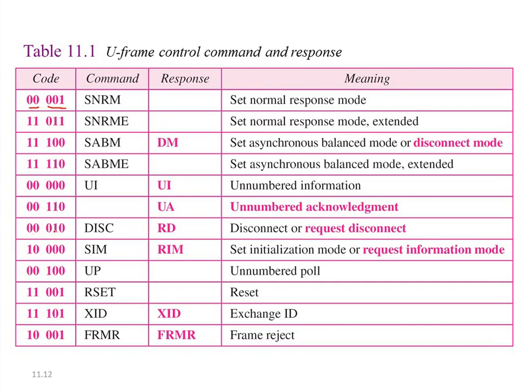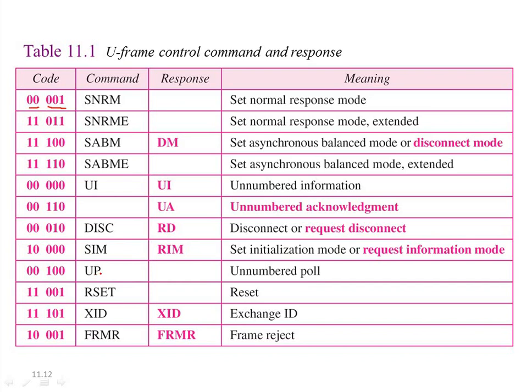Then 00010, it is a disconnect or request disconnect from both the ends, that is from the primary as well as the secondary unit. Then when it is 1 0, it will put it in SIM mode and RIM mode. We are going to see what these commands are in just a few moments. I'll give you a brief introduction related to those transition modes. SIM and RIM mean initialize the mode and request the information mode, in which mode it is, it will ask for that.